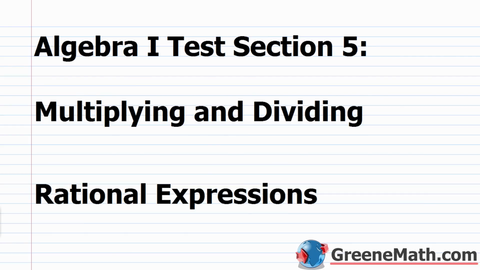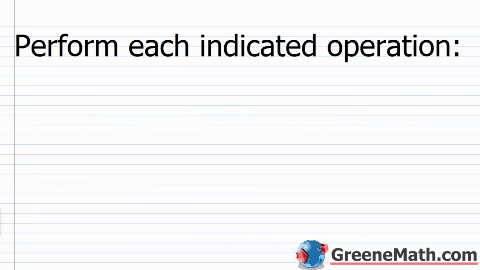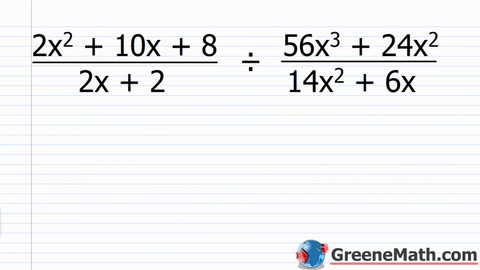Hello and welcome to Algebra 1 Test Section 5 on multiplying and dividing rational expressions. All right, so we want to perform each indicated operation. Looking at (2x squared plus 10x plus 8) over (2x plus 2), this is divided by (56x cubed plus 24x squared) over (14x squared plus 6x).